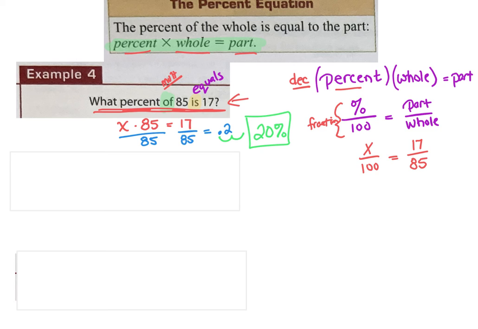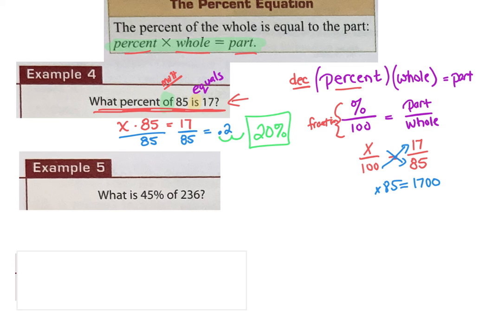Okay? So do we know how we could solve this guy? Cross multiplication. And so if you were to do cross multiplication here, you would actually get 20. You would get 85 times x equals 1700, and you would get 20 there. All right, so whether you set it up as an equation with a decimal, or if you set it up as 2 equivalent fractions, you will get the same exact answer. All right, let's look at the next one.